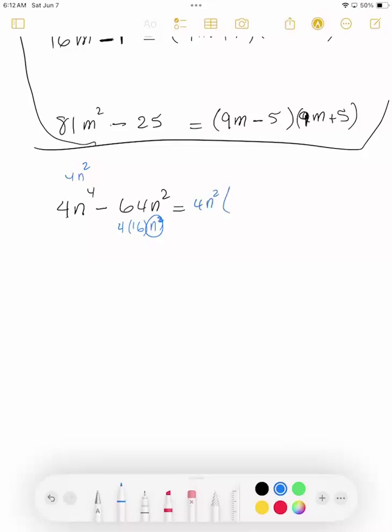If I take this 4 out, and if I take 2 of these n's out, I'm just going to be left with n to the power 2. If I take this 4 and n squared out, I'm left with negative 16.